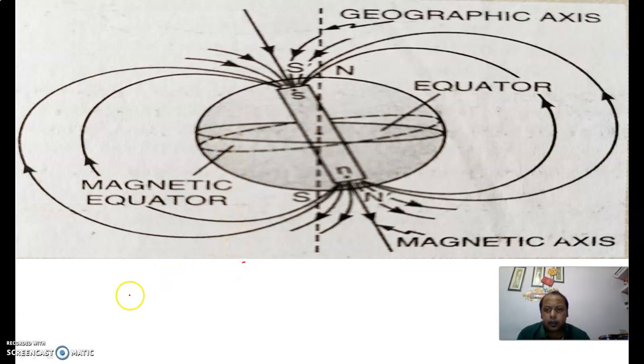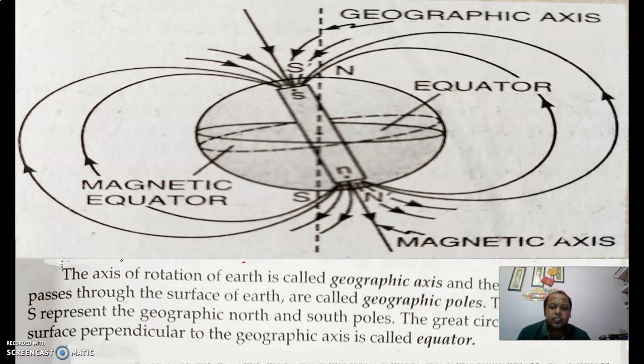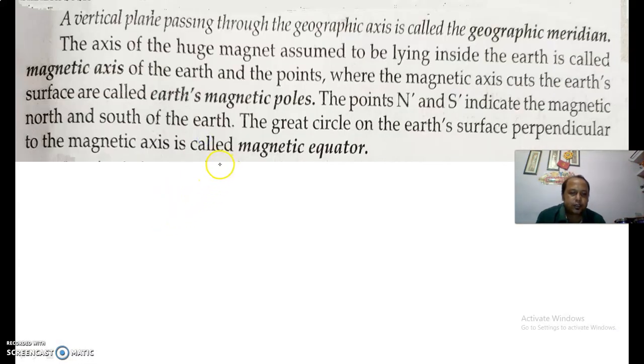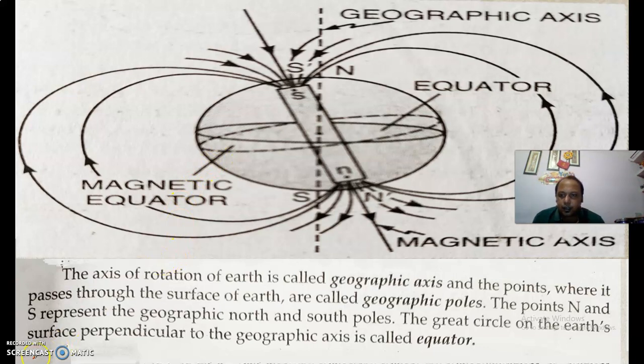So here we are having the diagrams and all. So let us see that. The axis of rotation, we have already discussed this geographical axis, then geographic poles, and similarly we have the equators also. We have two equators. The equator which I am showing here now, this is the geographic equator.